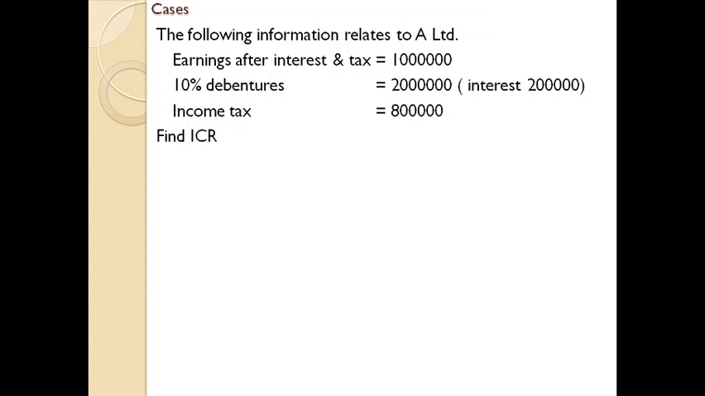We all know the interest coverage ratio equation is operating profit, or earnings before interest and tax, divided by annual interest. Here, earnings before interest and tax is not given in the question. The only detail given is earnings after interest and tax. But for this problem, we need earnings before interest and tax. So how are we going to find it?